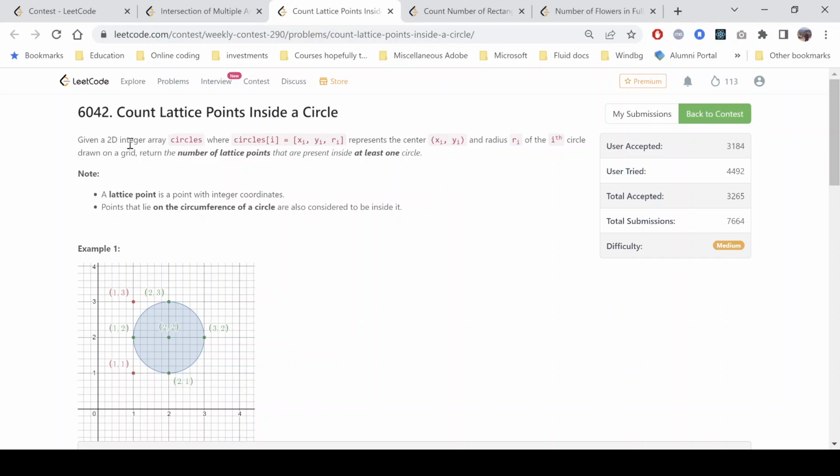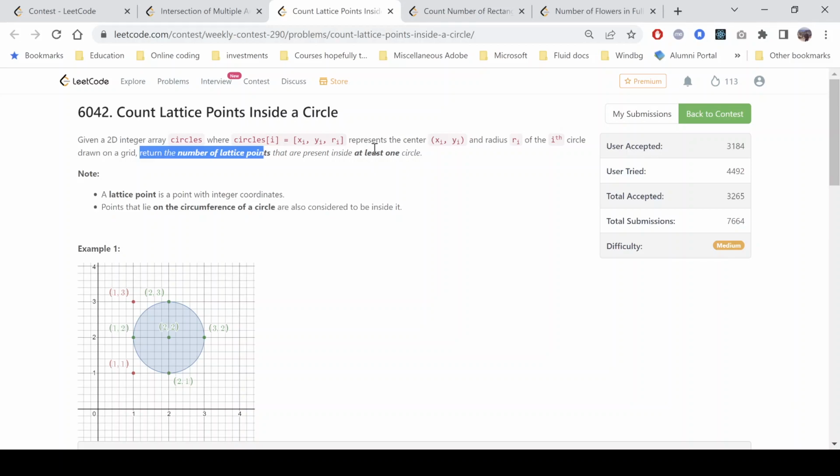It says that we are given a 2D integer array circles where circles[i] represents xi, yi and ri. So xi and yi are the coordinates of the center of the circle and ri is the radius of that particular circle. So we are given a list of circles in this case. We need to return the number of lattice points that are present inside at least one circle.